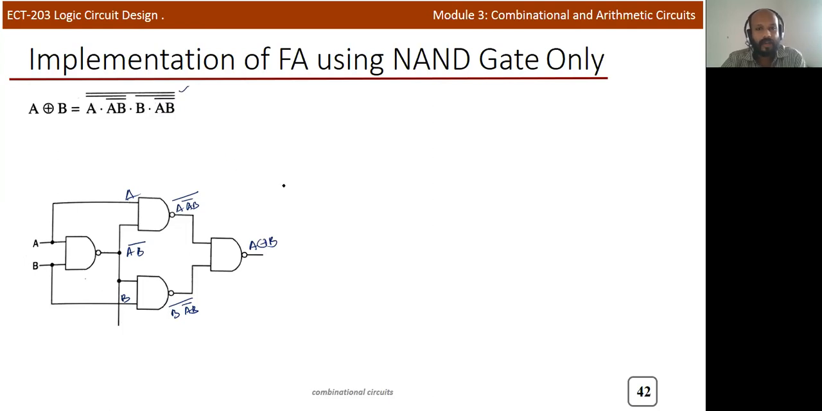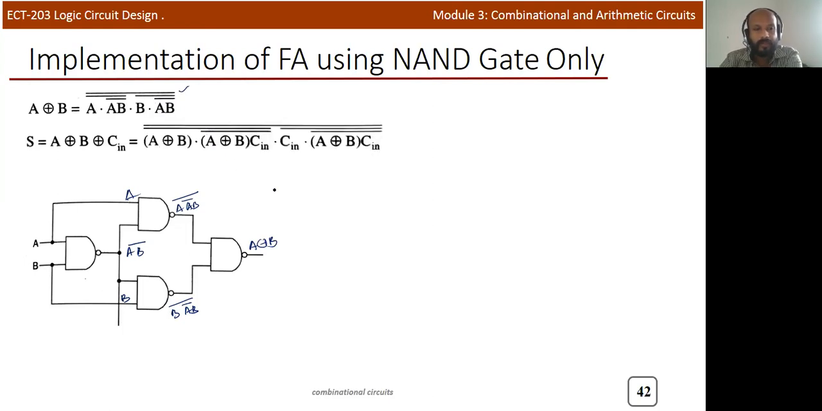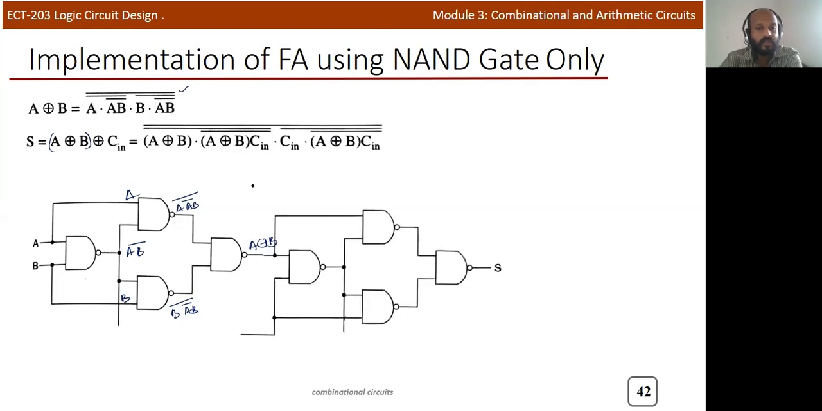Now we need to implement a full adder. In order to implement a full adder, we need to implement the equation A XOR B XOR C. So we need to perform one more XOR operation, so we need to connect one more XOR. For example, if this is X and this is Y, the final output will be X XOR Y. In place of X, here it is A XOR B, and in place of Y it is C, so you need to write C. So the same circuit.